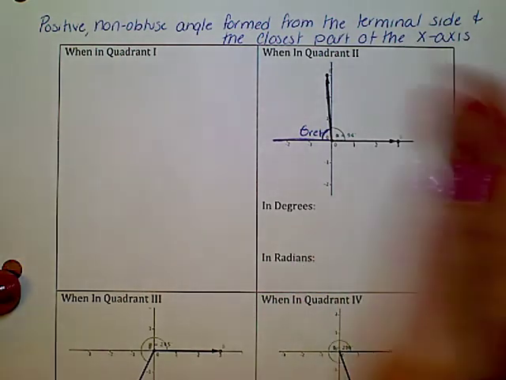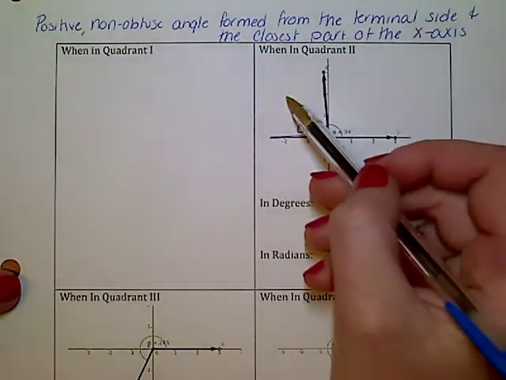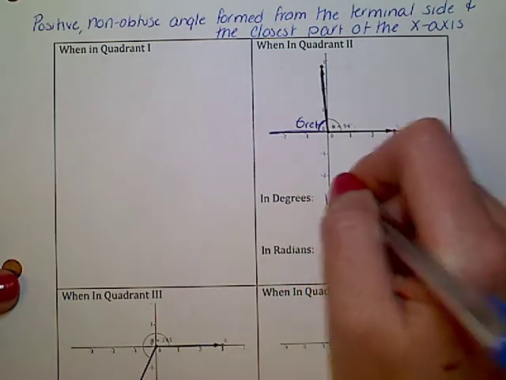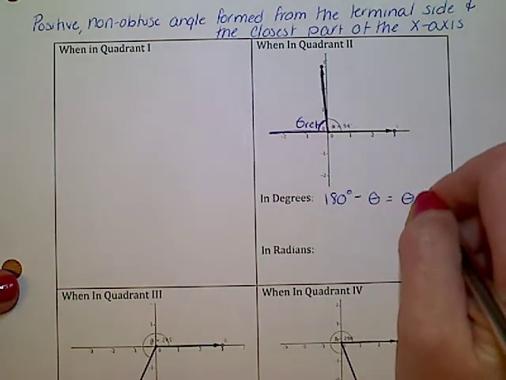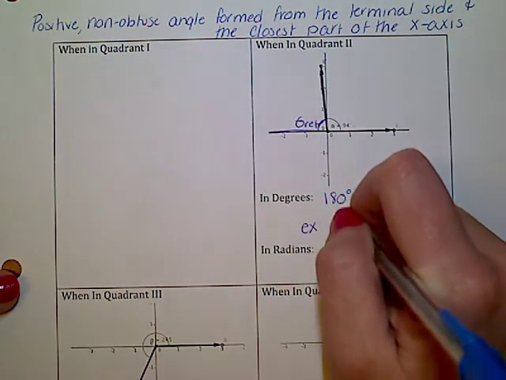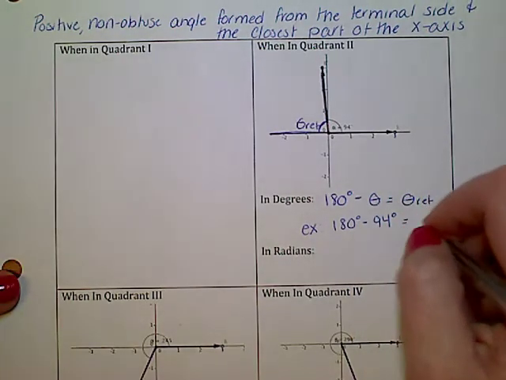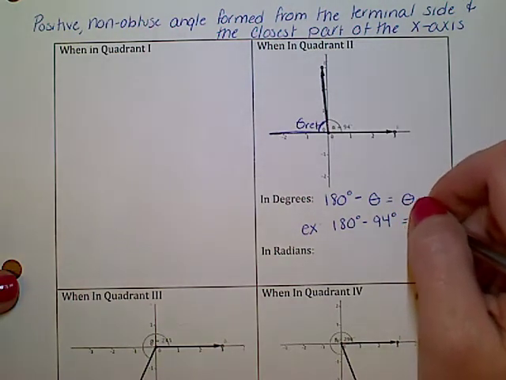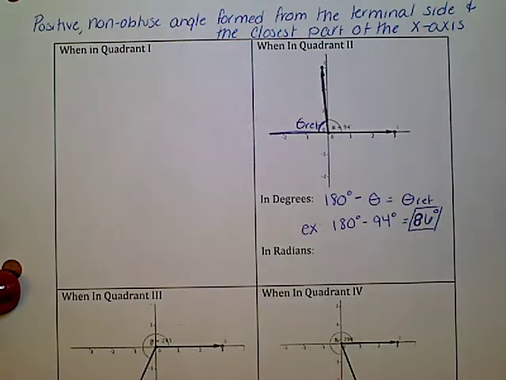Now, when you're in quadrant 2, you do the same thing every time. Whether it's 94 degrees or 189 degrees, if it's in quadrant 2, so it's somewhere over here, what you do is you take 180 degrees and you subtract the given angle. That gives you the reference angle. So for this example, that was 180 degrees minus 94 degrees, which is going to give you 86 degrees. That is our reference angle.